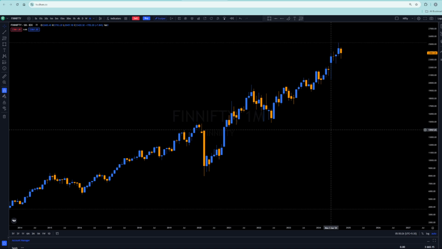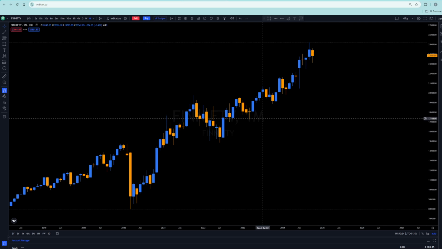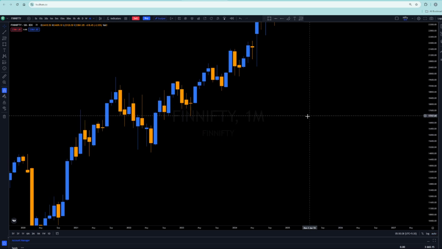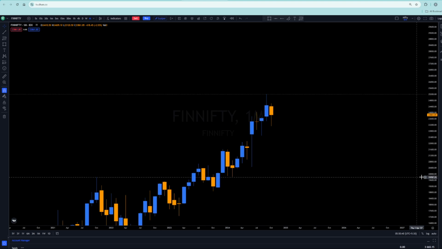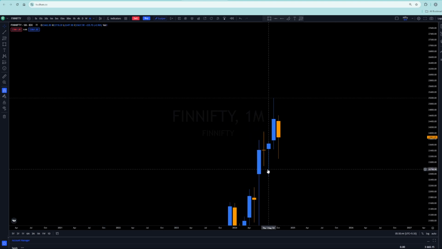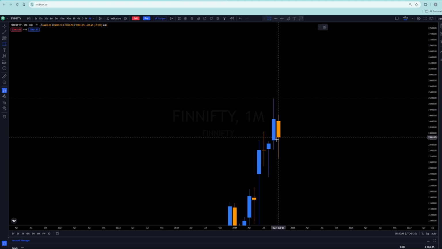So currently looking at Finnifty expiry today. So levels देखते हैं. What are the key levels? So this is a monthly chart, Finnifty. So the first thing which I'm seeing is the volume imbalance.